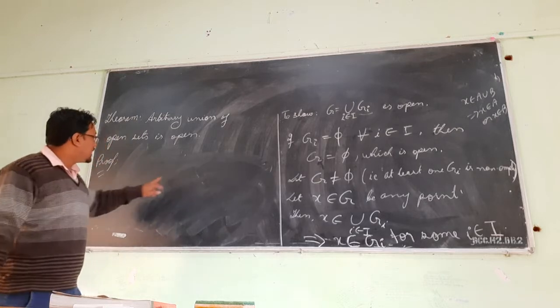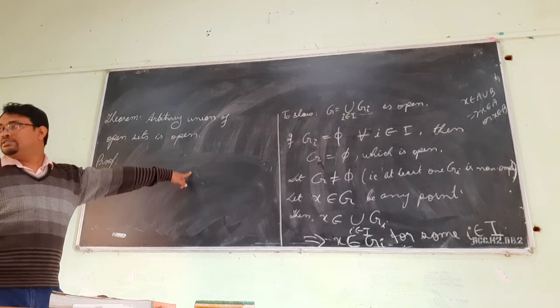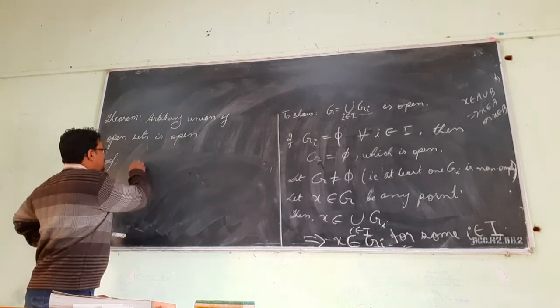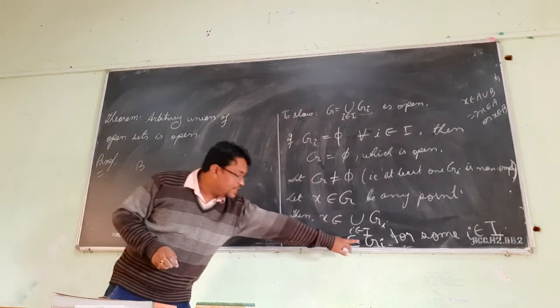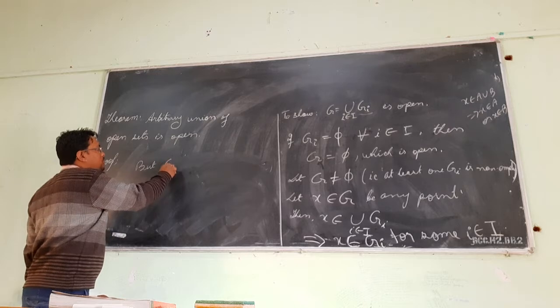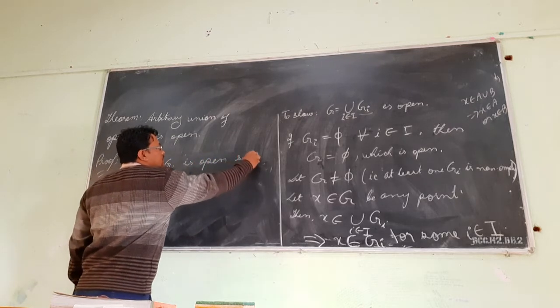Let G_i be a collection of open sets. That is the first line, open sets. So we have an element inside G_i, and G_i is an open set. Okay, G_i is an open set in R.